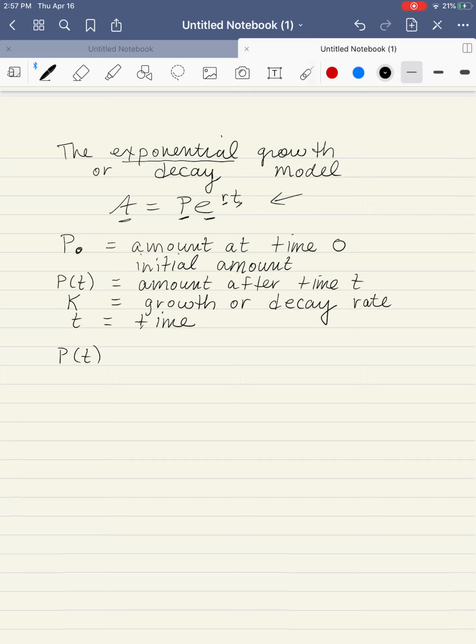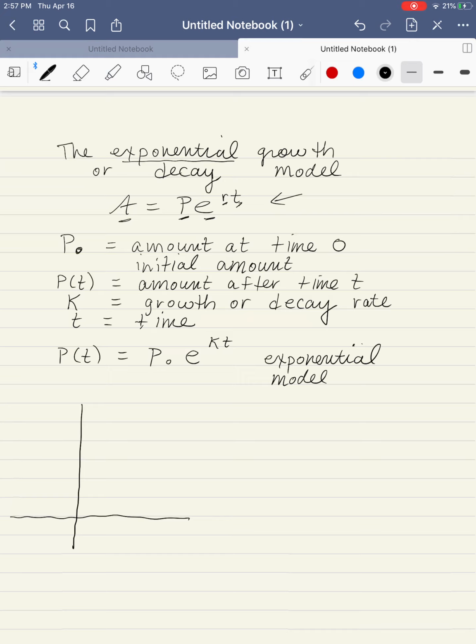So we're going to see that this formula can be written using these 4 variables as a function. P of t equals P sub 0 e to the kt. And this is going to be our exponential model, how we can express exponential growth or exponential decay using a function.